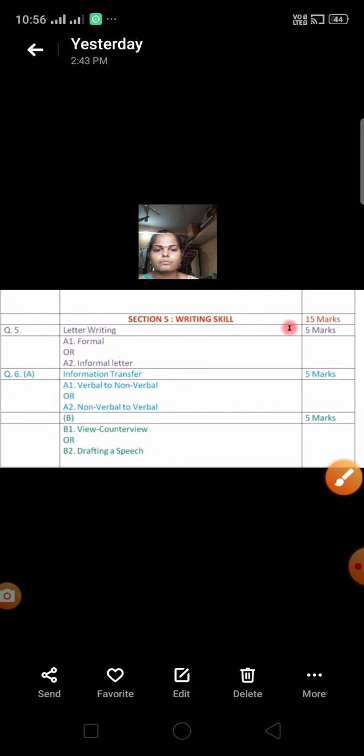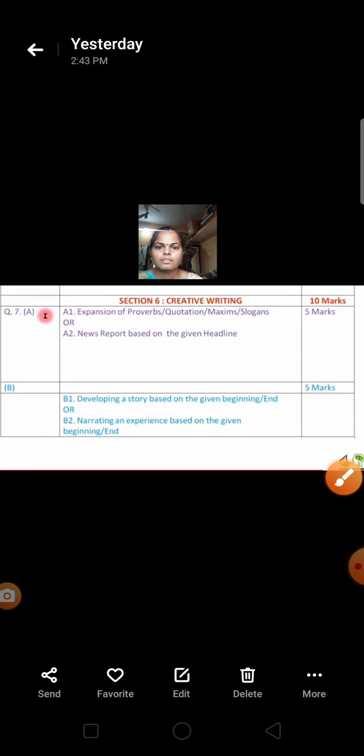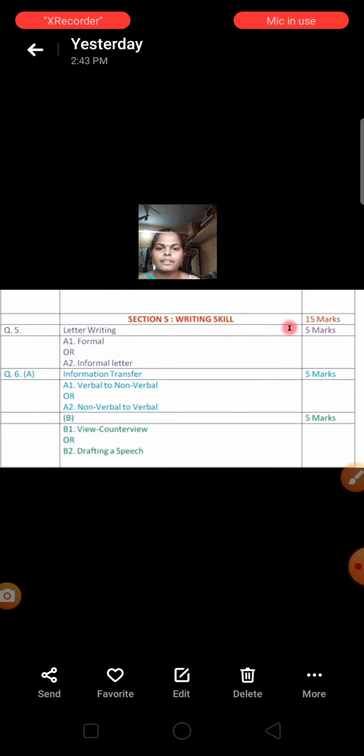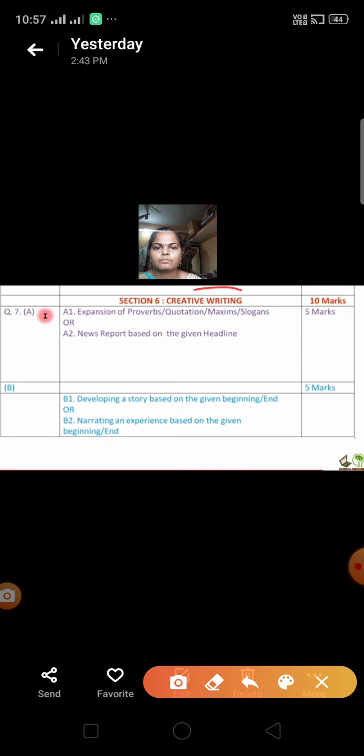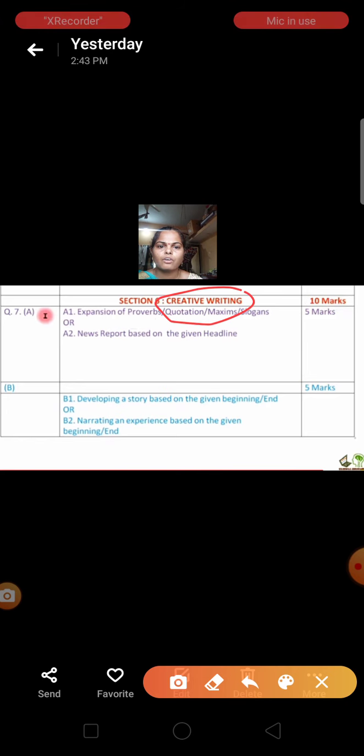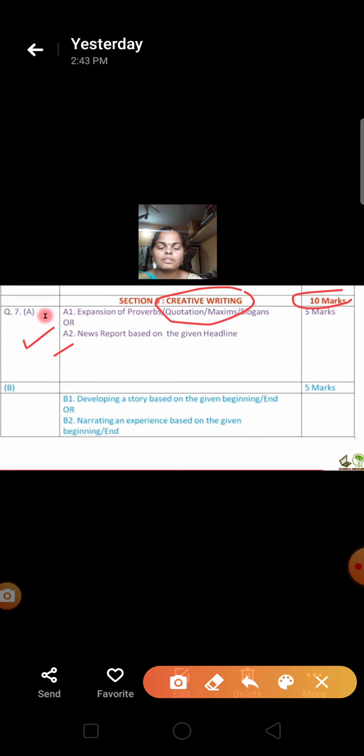Understood? Next, sixth section is creative writing. Creative writing, it is for 10 marks. Got it? So see, here first is expansion of proverbs or quotations or maxims or slogans. Okay. Or question 2 is news report based on the given headlines. Means there are 2 questions. Any one question you can solve in it. It is for 5 marks.